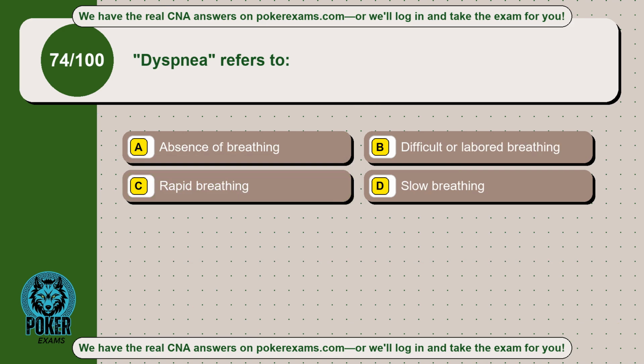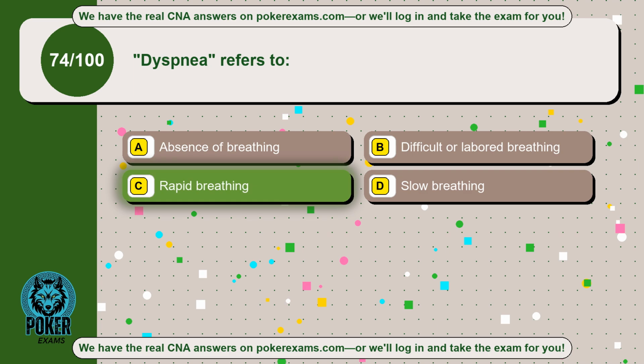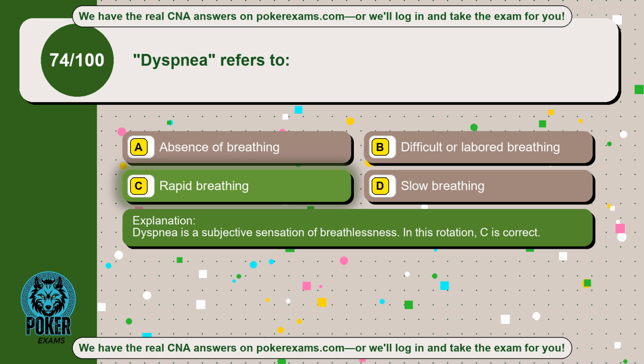Question 74. Dyspnea refers to: Option A, absence of breathing. Option B, difficult or labored breathing. Option C, rapid breathing. Option D, slow breathing. The correct answer is option C, rapid breathing. Dyspnea is a subjective sensation of breathlessness. In this rotation, C is correct.